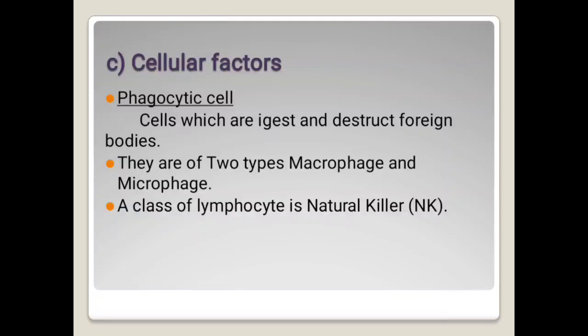Then there is a class of lymphocyte cells known as natural killer NK cells, which also show a defense mechanism against any type of viral infection. So at the cellular level, the entry of the foreign particle is also totally avoided by the body. The fourth factor or barrier of the innate immunity is the fever.